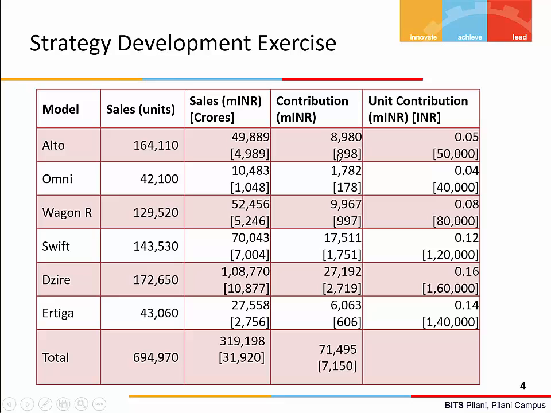Okay, and from this you can easily compute the unit contribution. Unit contribution means what the company realizes as a gross profit from Alto by selling one unit of Alto. So that's about 50,000 rupees. And the Omni is about 40,000, Wagon R is about 80,000, and things like that. So this is the data that you need for building a product by value analysis. Now let's go to the next slide and see how this is being utilized.